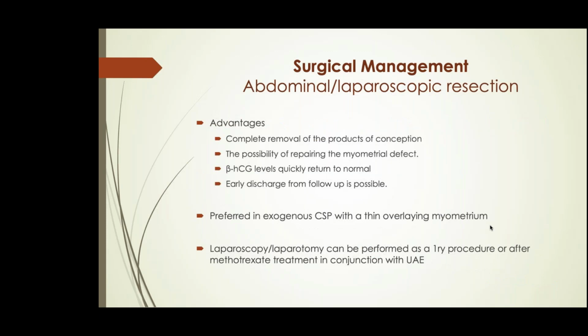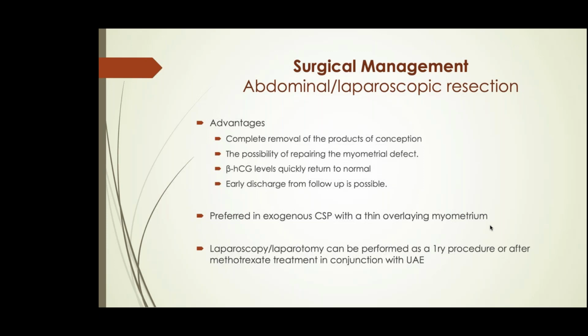The surgical management, other options will be the abdominal or laparoscopic resection. The advantage is that it completely removes the products of conception. The possibility of repairing the myometrial defect is there. So after removal of the scar pregnancy, you can repair the scar. Beta-HCG levels quickly return to normal because you completely remove the sac straight away. Early discharge from follow-up is possible, of course. This can finish in a few days. You can diagnose, treat, and discharge the patient straight away.